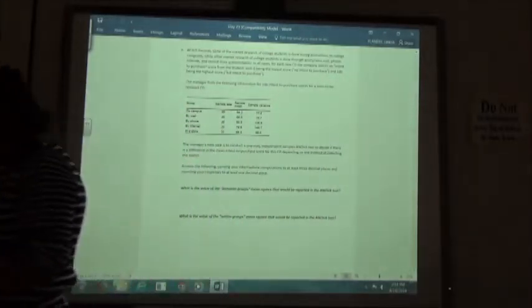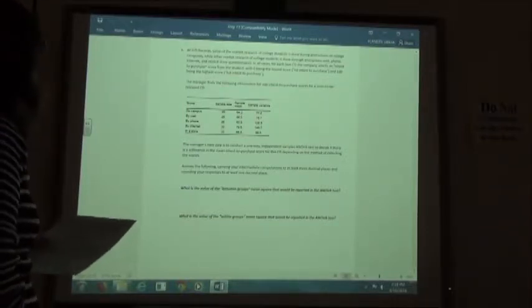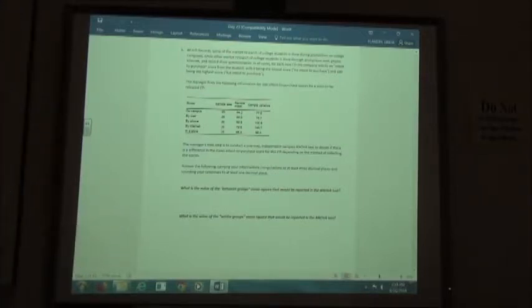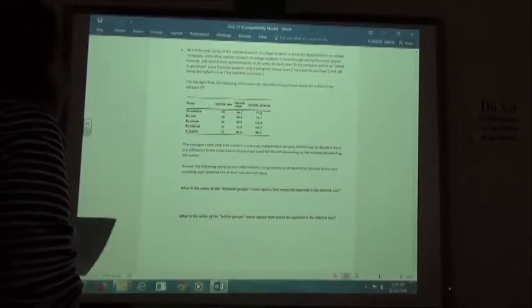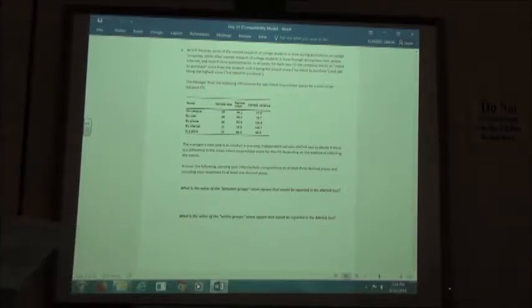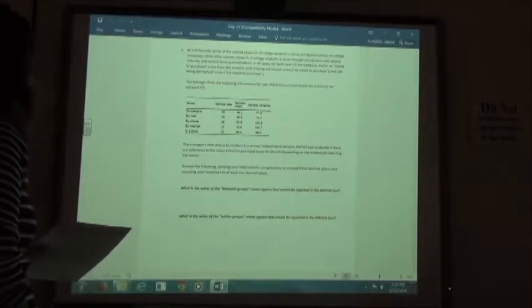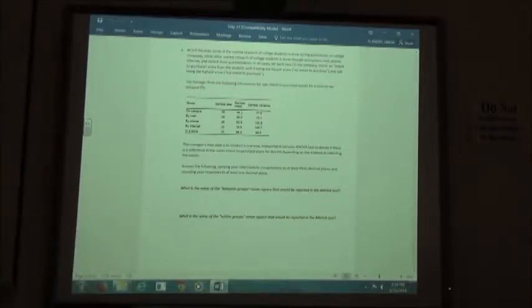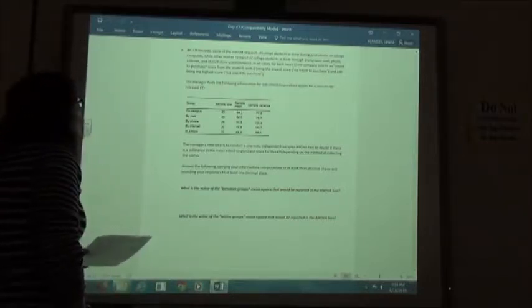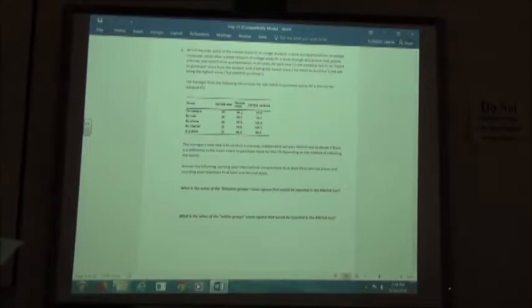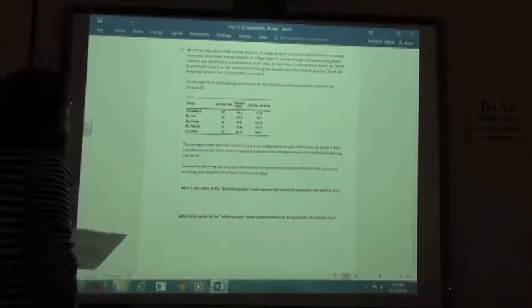This one says, at LLD Records, some of the market research of college students is done during the promotions on college campuses, while other market research of college students is done through anonymous mail, phone, internet, and record store questionnaires. In all cases, for each new CD, the company solicits an intent to purchase score from the student, 0 being the lowest, no intent to purchase, and 100 being the highest, full intent to purchase. The manager finds the following information for 100 intent to purchase scores for a soon-to-be released CD.